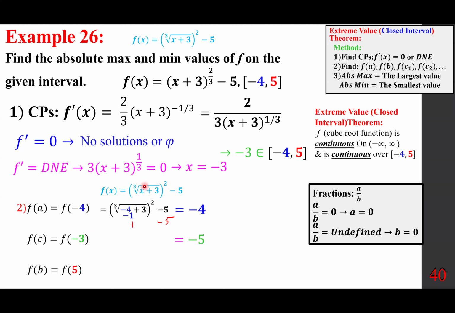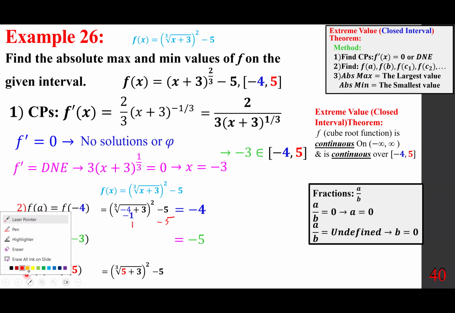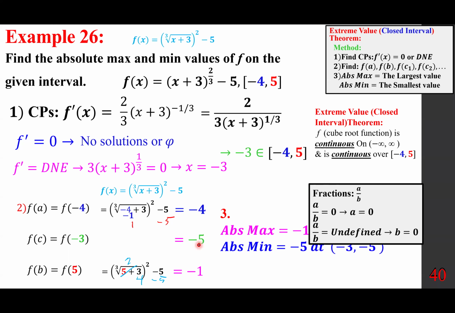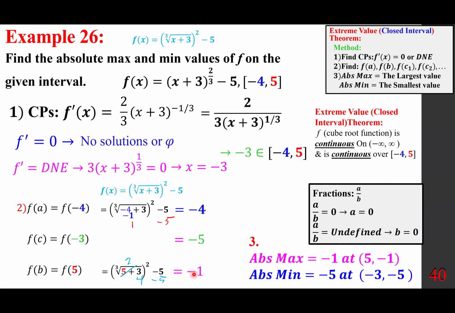If you put 5, you get 8. Cube root of 8 is 2. 2 squared is 4. 4 minus 5 is -1. All of them are negative. The largest one would be this one. The smallest one would be this one. We would write absolute max is -1 at pair 5, comma -1. Absolute minimum is -5 at pair -3, comma -5.